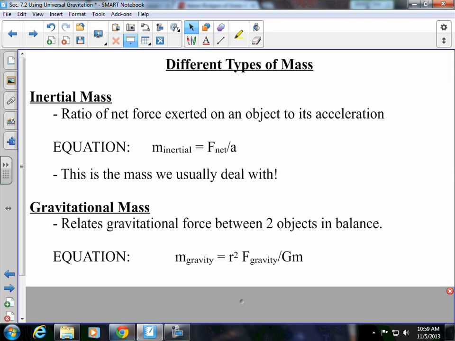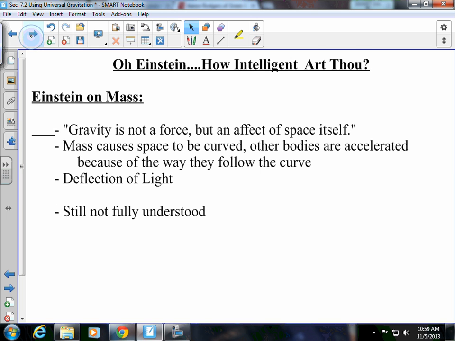So it's relating gravitational force between two objects that are obviously in balance. So two types of mass, inertial mass and gravitational mass. And lastly, O Einstein, how intelligent art thou? Einstein on mass: gravity is not a force, but an effect of space itself. Mass causes space to be curved. Other bodies are accelerated because of the way they follow the curve.